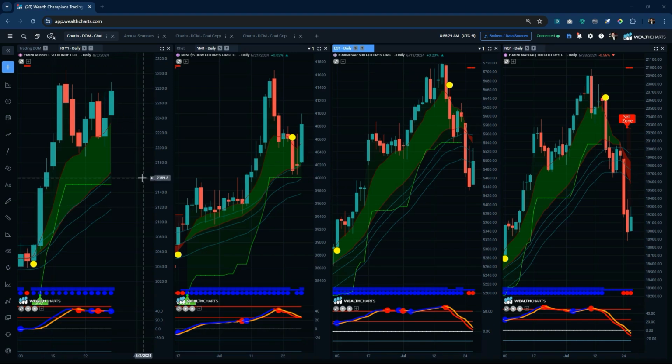So it's important that you watch all four of these indices and see what two are going to meet the other two. Will the Russell and the Dow come to meet the S&P and the NASDAQ? Or, vice versa, will the S&P and NASDAQ come back to meet the Dow and the Russell?